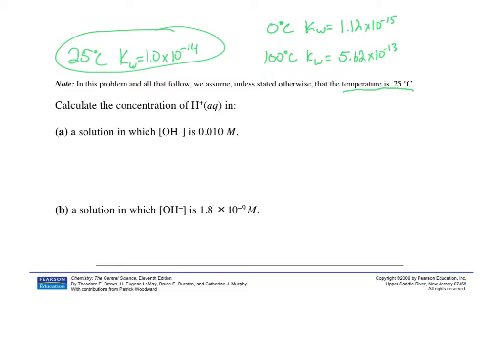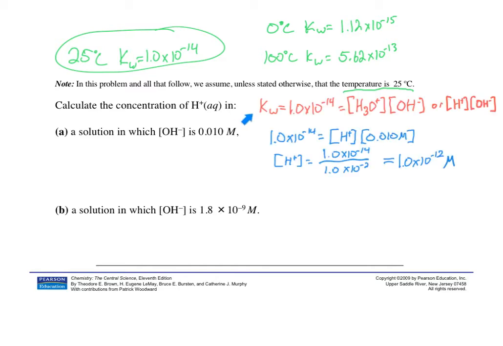Now again, unless otherwise stated, it's safe for us to assume that we're dealing with 25 degrees Celsius and the ion product constant Kw of 1.0 times 10 to the minus 14. So go ahead and hit pause, take a crack at these problems, and we'll be right back with the solutions.